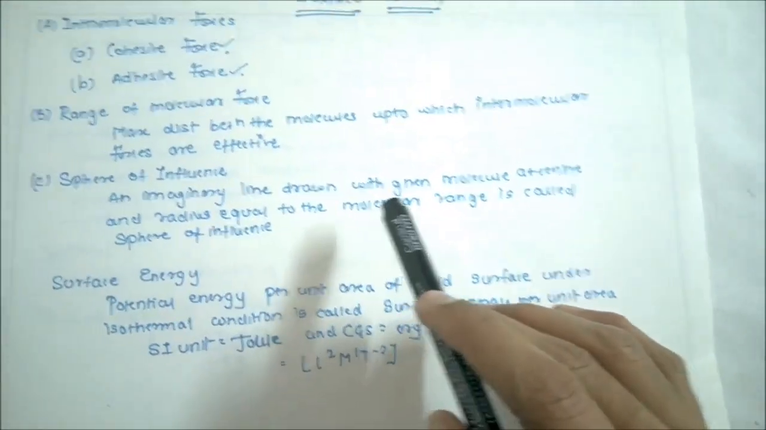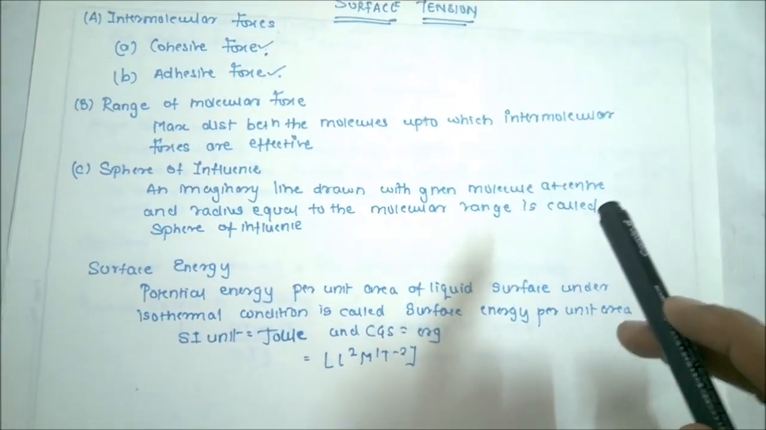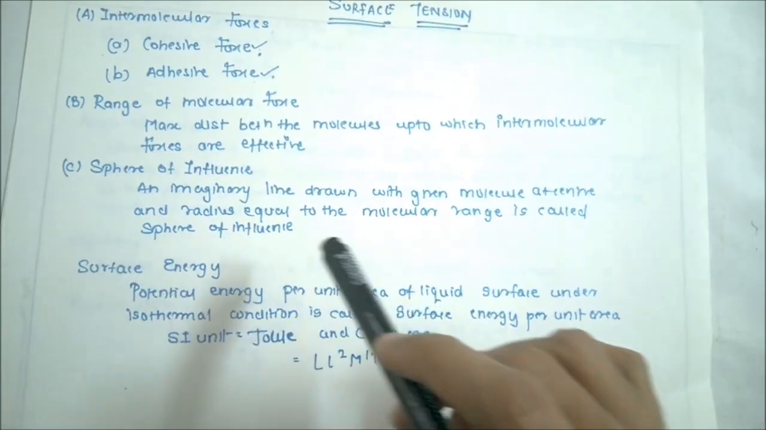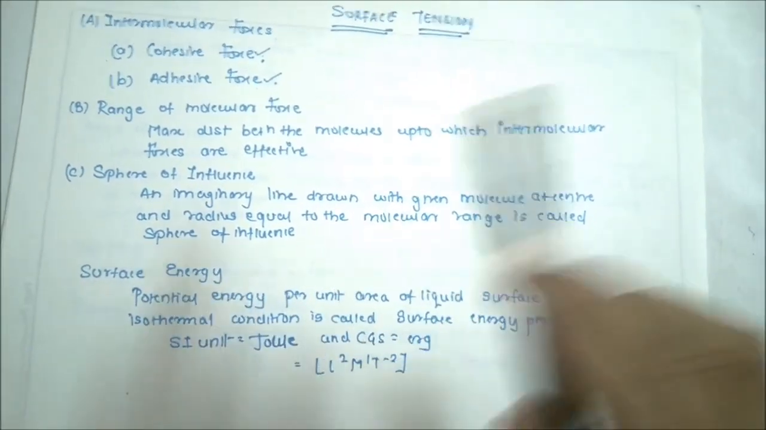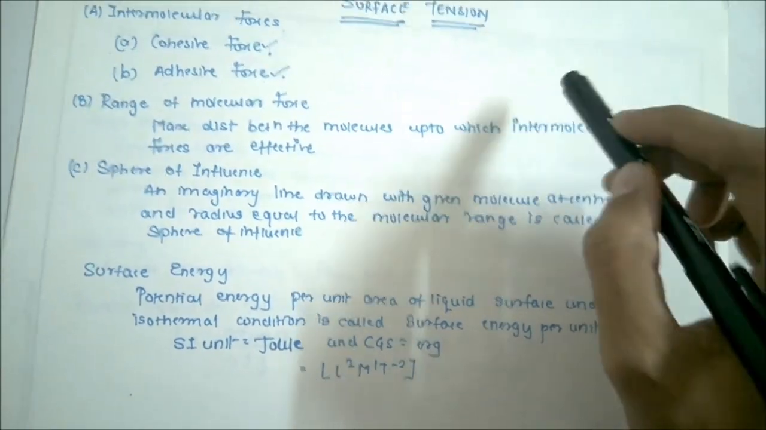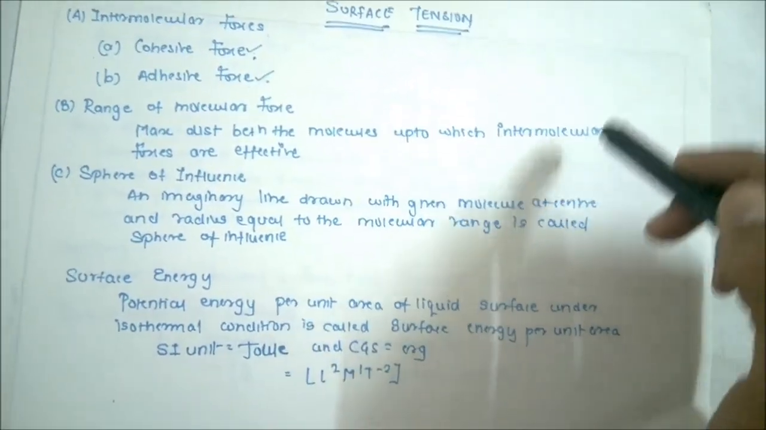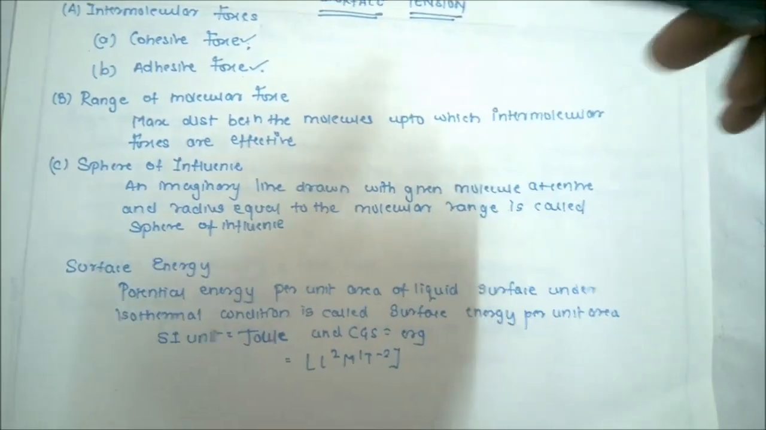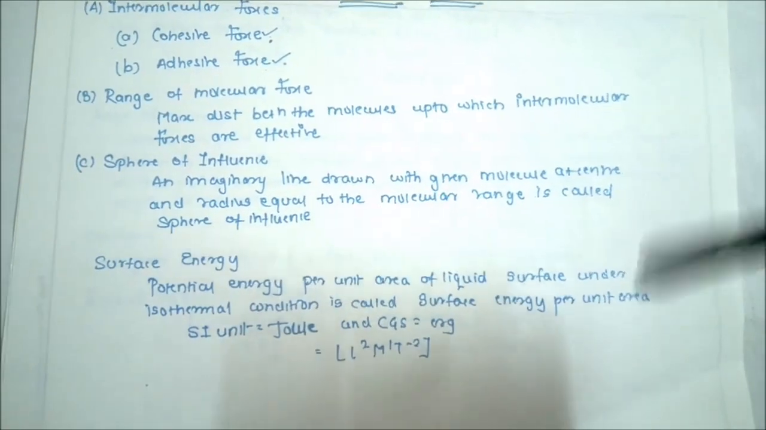Next, we have the sphere of influence. It is an imaginary sphere drawn with the given molecule at the center, and the radius equal to the molecular range, which is called the sphere of influence. So basically, the sphere of influence is an imaginary boundary within which the molecular force is effective.